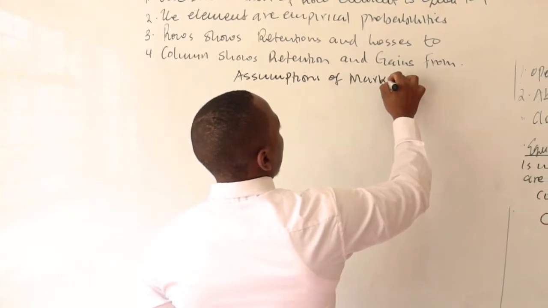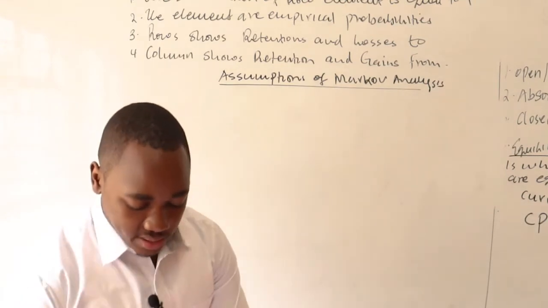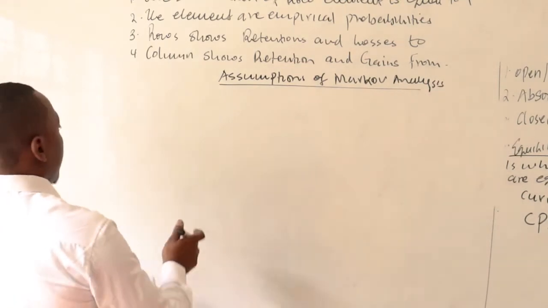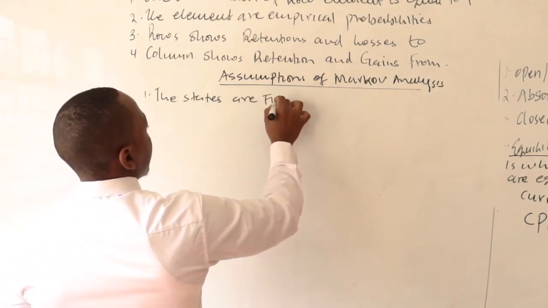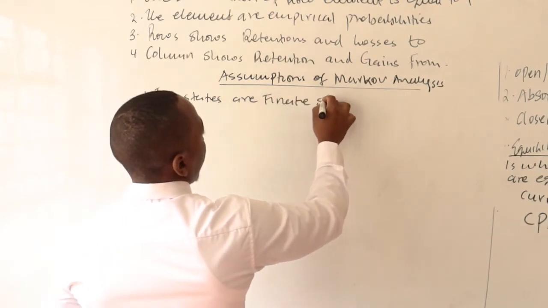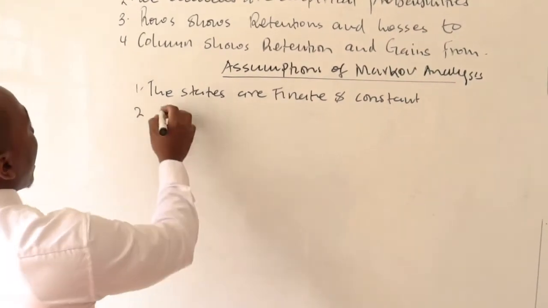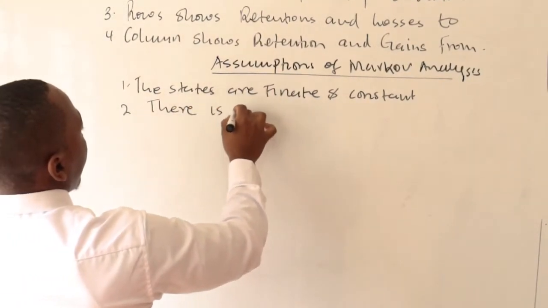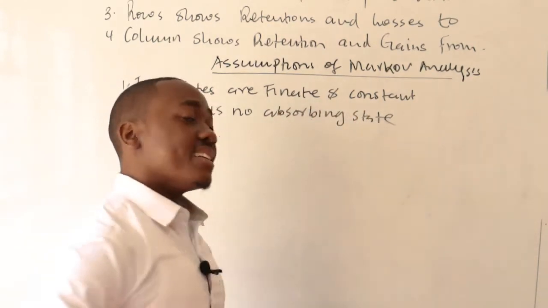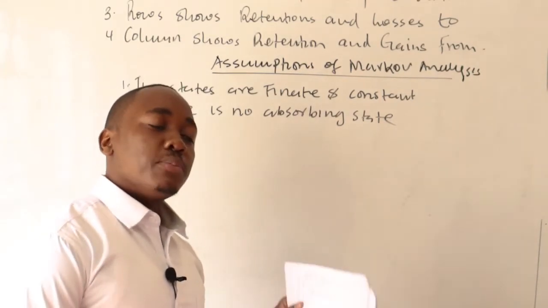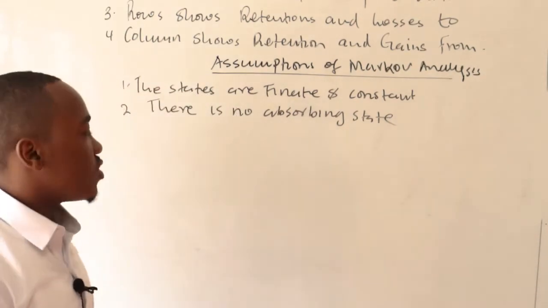Assumptions of Markov analysis. So what are some of the assumptions of Markov analysis? Number 1, the states are finite and constant. Number 2 is that there is no absorbing state. It assumes that in this case there will be no absorbing state. Remember I said that an absorbing state is where the members can join but they cannot exit. So in this case we assume there is no such state.